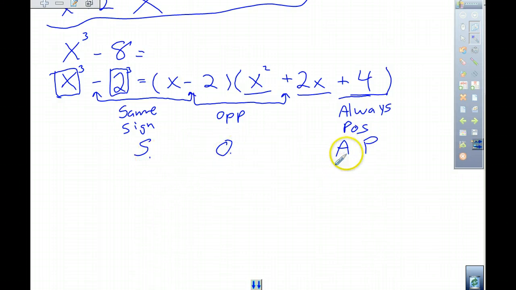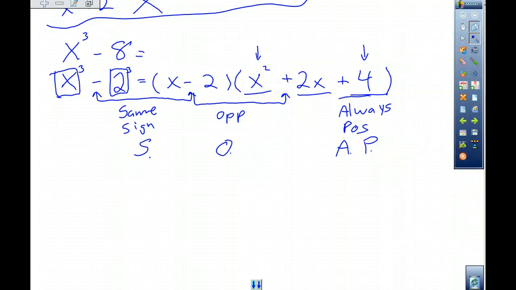Some people say that helps them remember the signs. And for the first one, the same, it's the same as whatever you're starting with. So it's x cubed minus 2 cubed, so this is x minus 2. The same expression, same sign, and then we go to opposite. These 2 are just the squares. The square of the first one goes first in the trinomial, the square of the last one goes last, and the middle, you just multiply the two. So x and 2, x and 2.